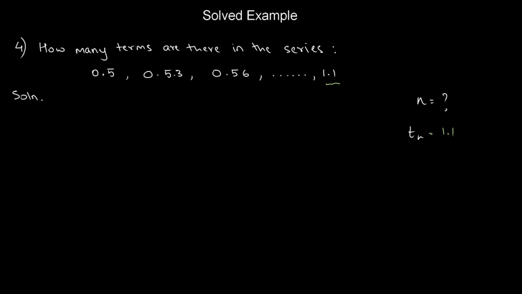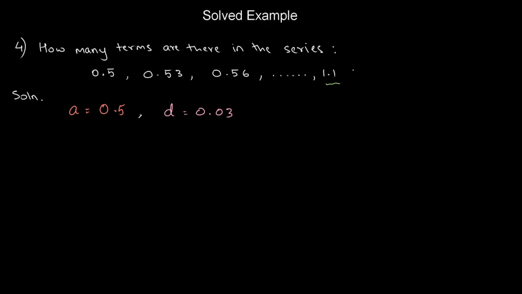So the first term, as we can clearly see in this case, is 0.5. So I can say the value of a, the first term, is 0.5. The other parameter that is of interest for us is the common difference, d, the difference between any two consecutive terms. So 0.53 minus 0.5 is 0.03, or even if I subtract 0.56 and 0.53, I get 0.03.